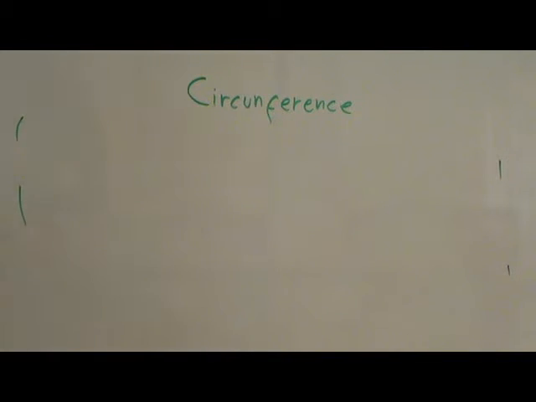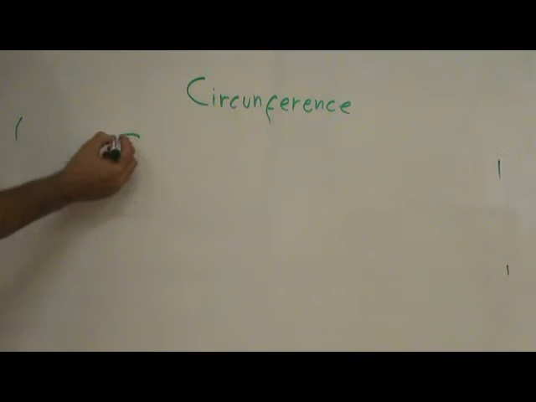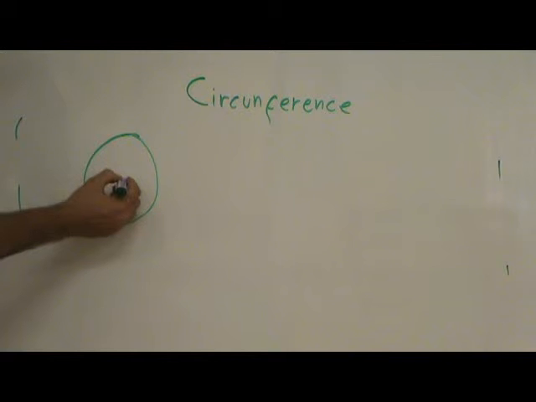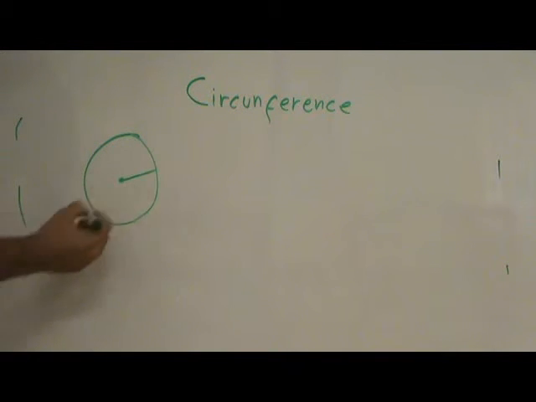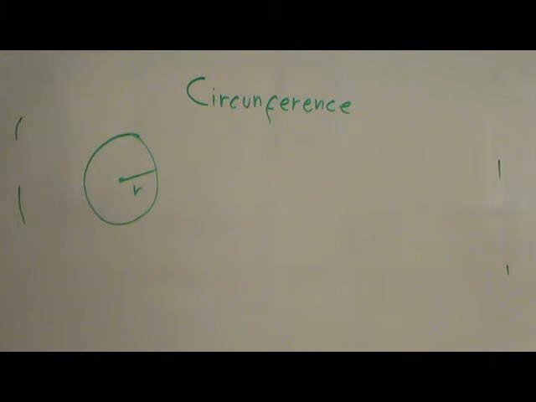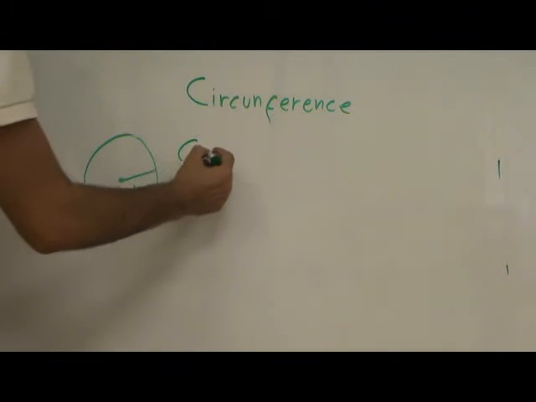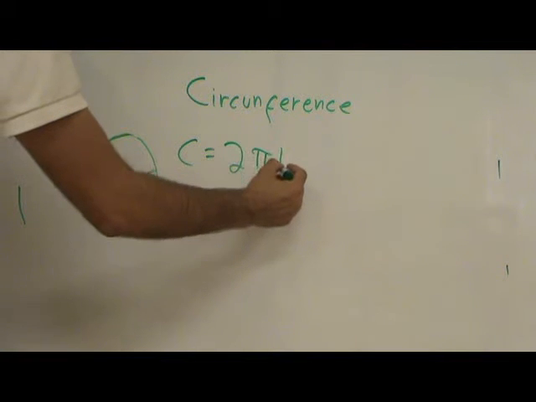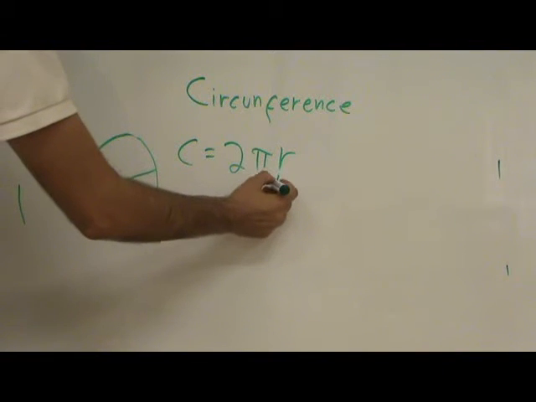Okay, let's explain how to find the circumference. When we have a circle, like this one, this is the radius, let's call it R. Now, there is a formula that we use to find the circumference, and the formula is circumference is equal to 2 pi R, where R is the radius.